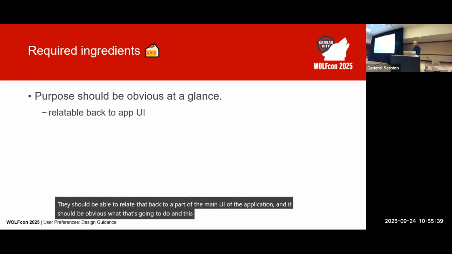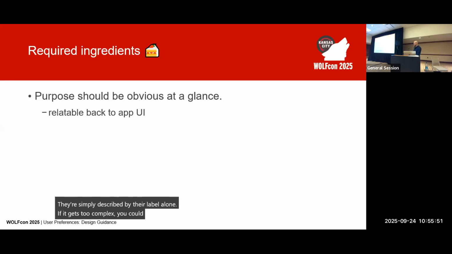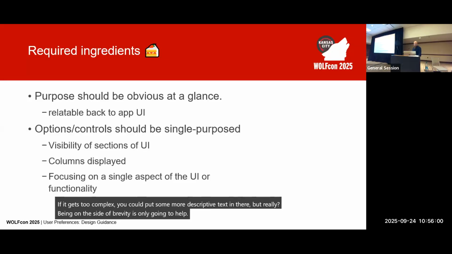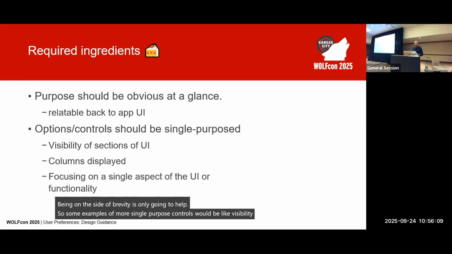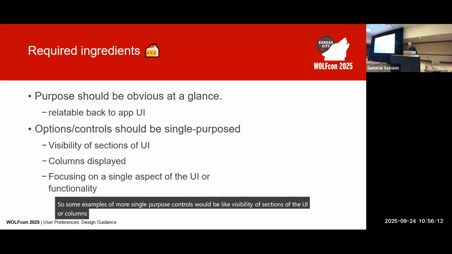And this is going to mean, in a lot of instances, that the controls are just kept simple. They're simply described by their label alone. If it gets too complex, you could put some more descriptive text in there, but really being on the side of brevity is only going to help. Some examples of more single purpose controls would be visibility of sections of the UI or columns displayed. Stuff that you are already a little familiar with is our show/hide columns UI that we have on a lot of the results tables.